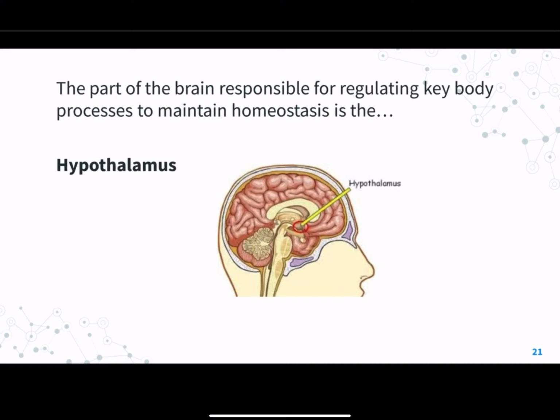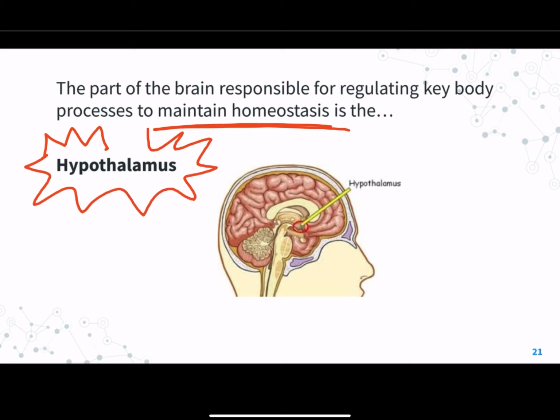Really quickly, so you actually can see where it is, the part of the brain responsible for regulating all of these key processes that sends all those signals and maintains homeostasis is this key player, hypothalamus. He is the MVP of your body. He lives right here in the center of your brain, and he's relatively small, but he sends all those hormone signals to make sure your body is properly functioning.